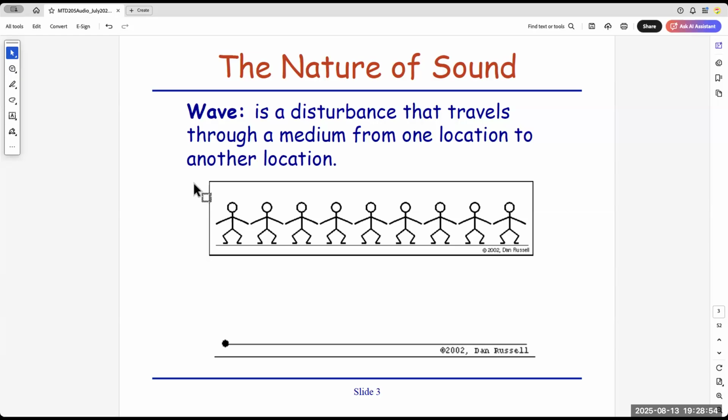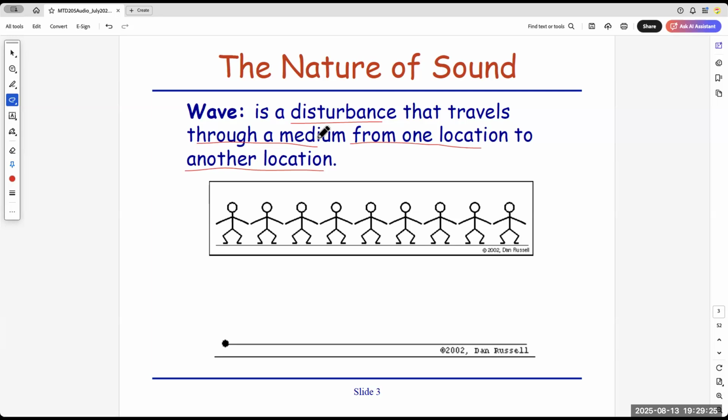But this 5G signal is slightly different from your sound signal. Although both are waves, they behave differently. So before we talk about both of them, let's talk about what a wave is. A wave itself is a disturbance that travels through a medium from one location to another. The presence of a medium depends on whether it's sound or another type of wave.